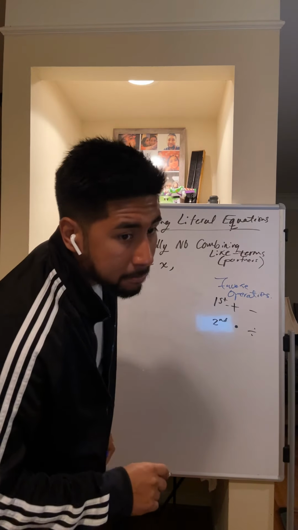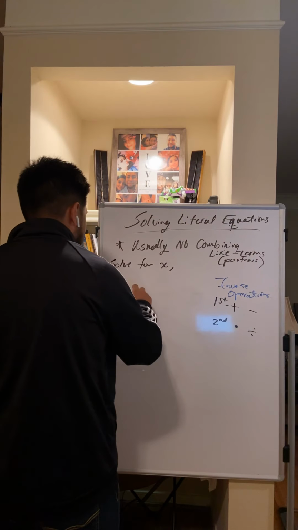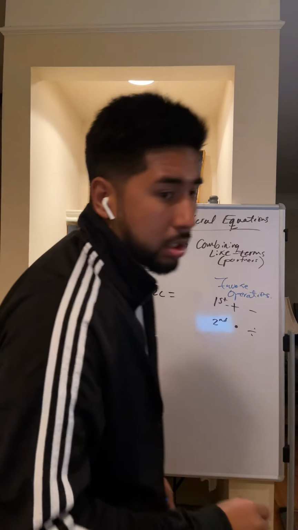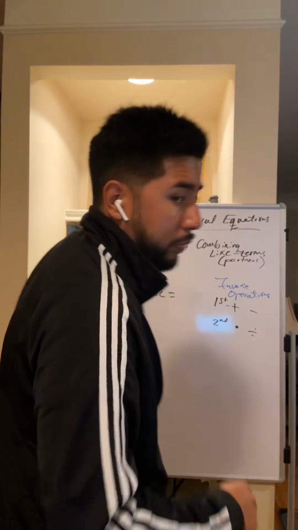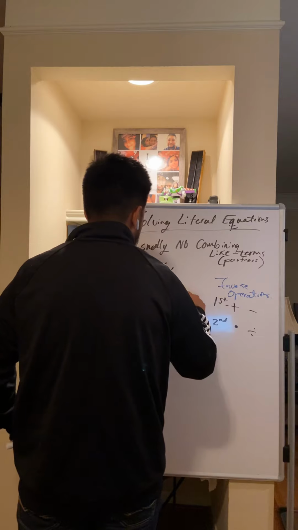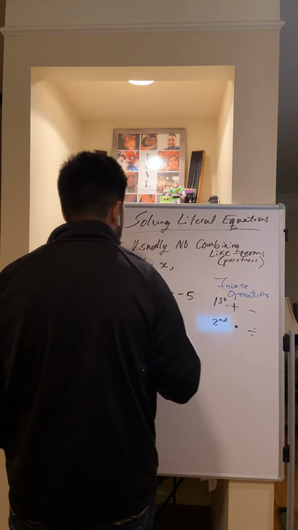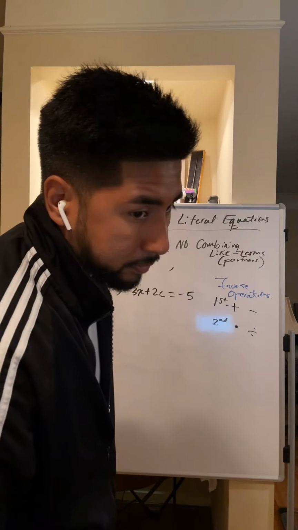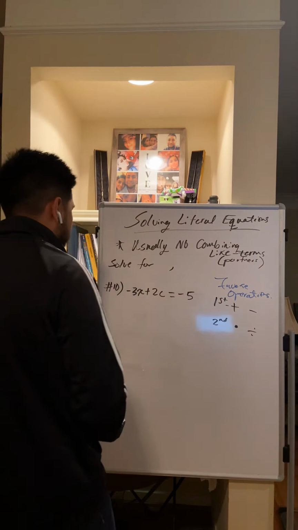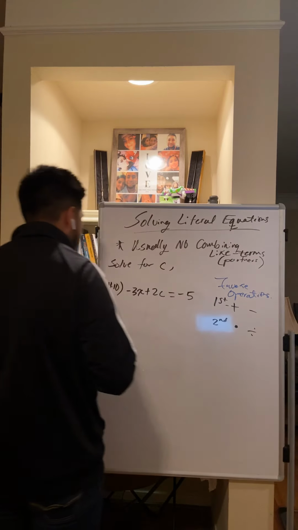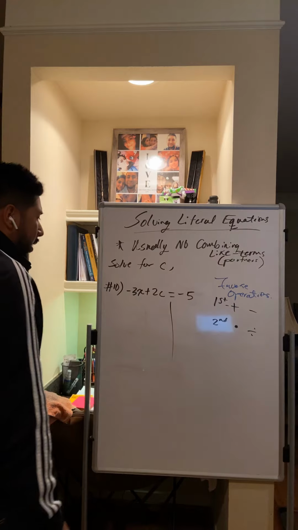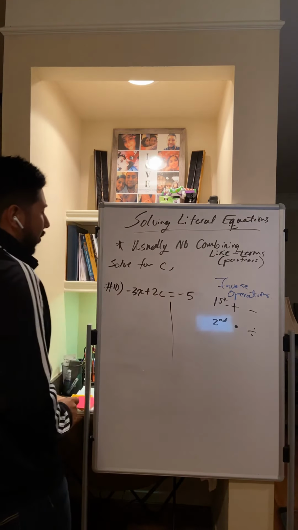We got negative 3x plus 2c equals negative 3. Let's do a different number, negative 5, because I don't like that negative 3. And we are solving for, let's do c. A little different than number 10. All right, do your border. I need this c by itself.